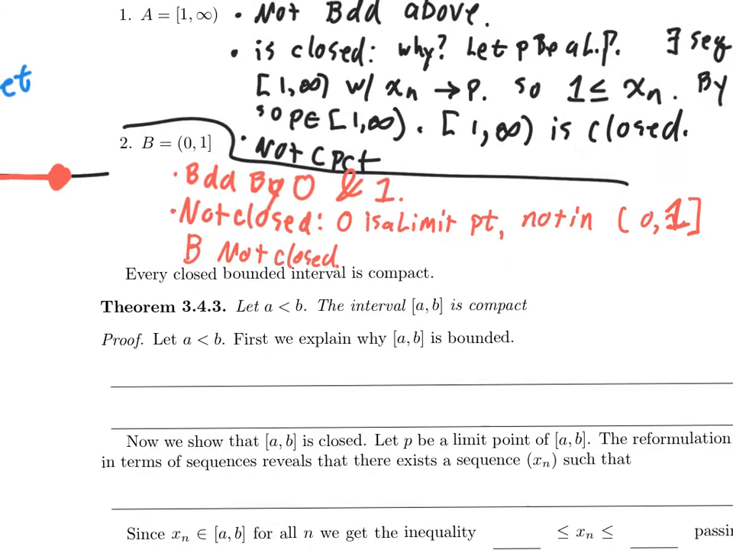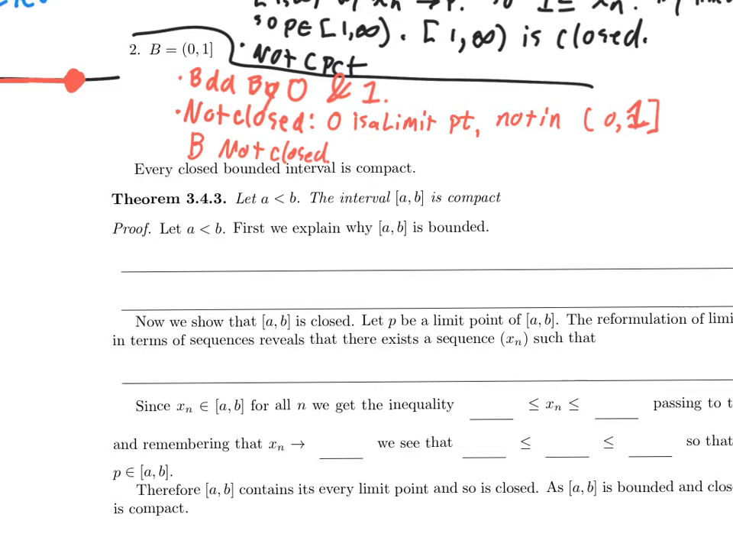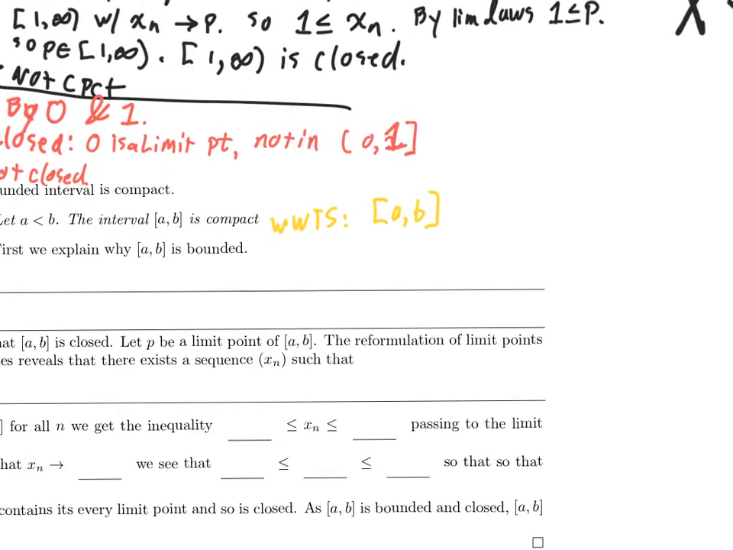So here's the first main theorem of today. Every closed bounded interval is compact. So let's consider any closed bounded interval. Let's let A be less than B. Let's consider the interval from A to B. I claim that it is compact. To show that it is compact, we want to show A comma B is bounded and closed.